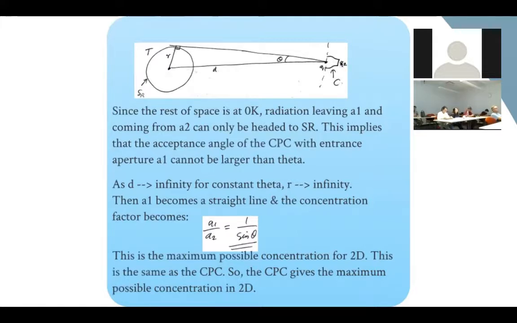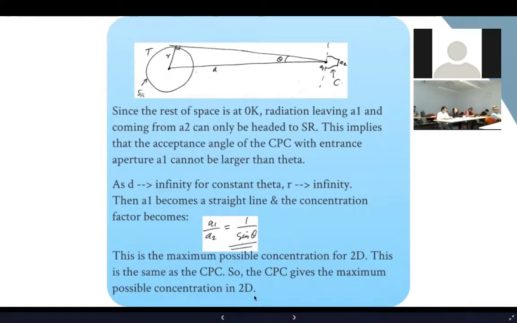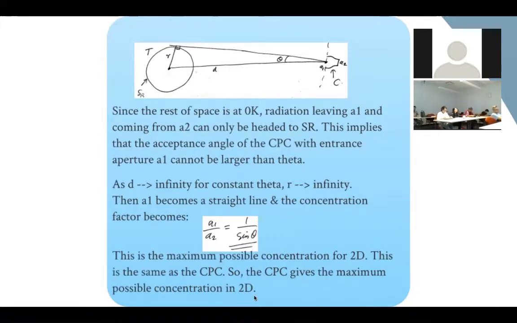And then we can very easily say the concentration factor is simply A1 divided by A2, and that is 1 over sin theta. So here we come to the conclusion that thermodynamically, this is the maximum possible concentration in 2 dimensions, because we are simply deriving this from the first law of thermodynamics and thermal equilibrium. Of course, we know this from the last lecture is the same as the CPC. So the logical conclusion, so the CPC gives the maximum possible concentration in 2D of all possible shapes.